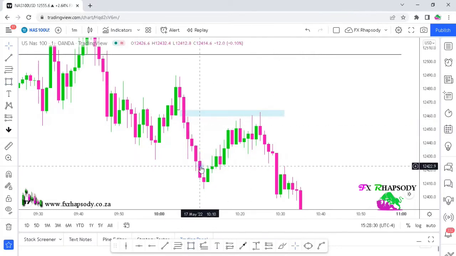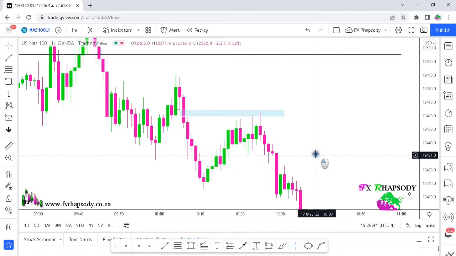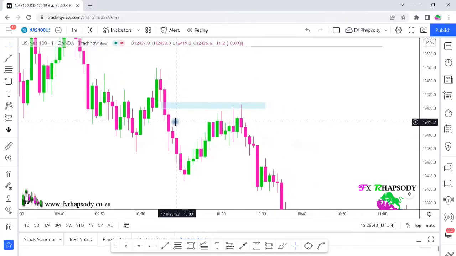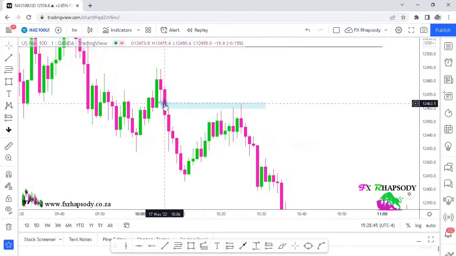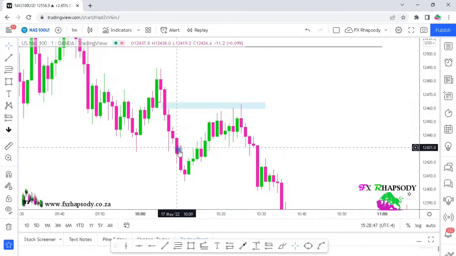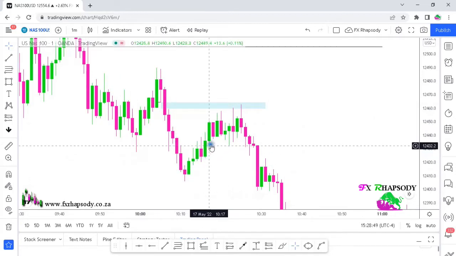Now, a lot of guys would think, oh, I missed the trade. Always be patient, guys, especially on the 1 minute, especially Nasdaq. Never just think the trade is over. It's not always over. You can see price moving to the downside, and then all of a sudden starts making its way up.